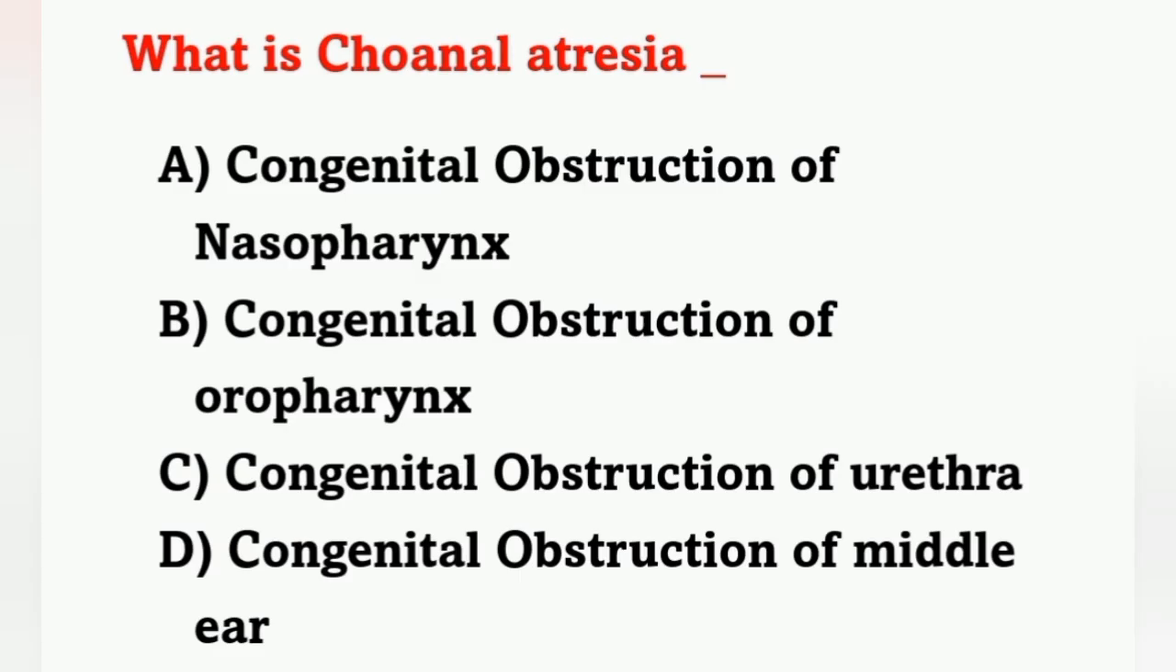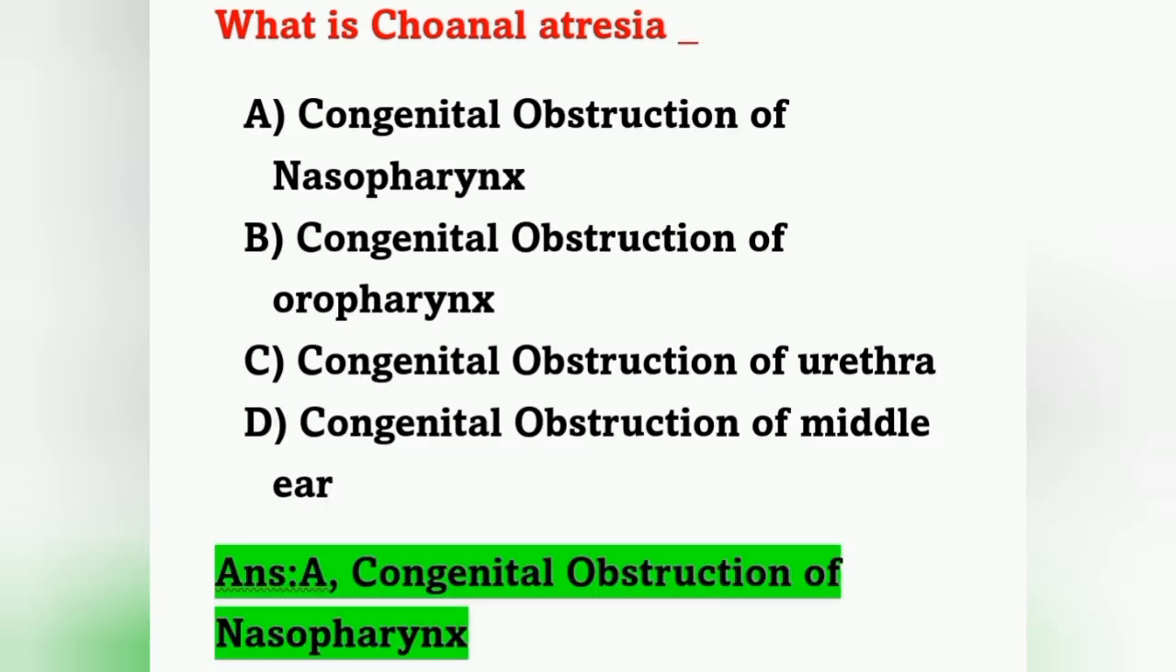And the next question, what is choanal atresia? Option A congenital obstruction of nasopharynx, option B congenital obstruction of oropharynx, option C congenital obstruction of urethra, option D congenital obstruction of middle ear. Question, choanal atresia. Choanal atresia means congenital obstruction of the nasopharynx. Option A is the correct answer.